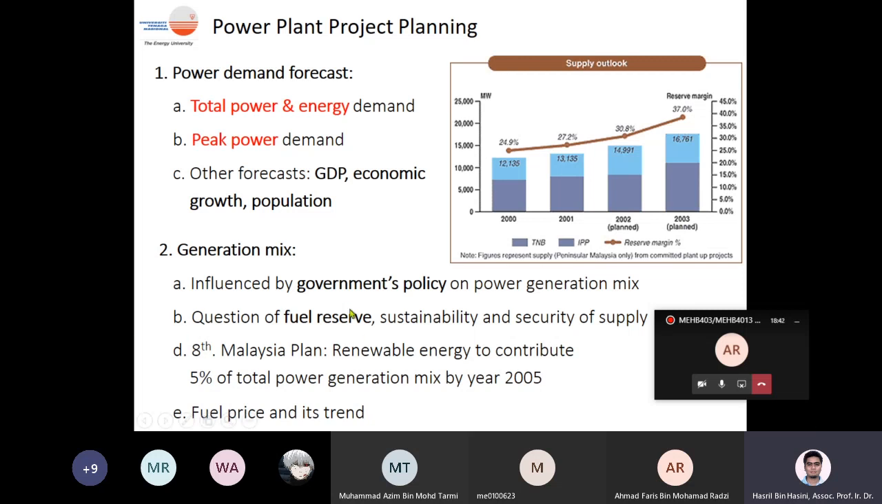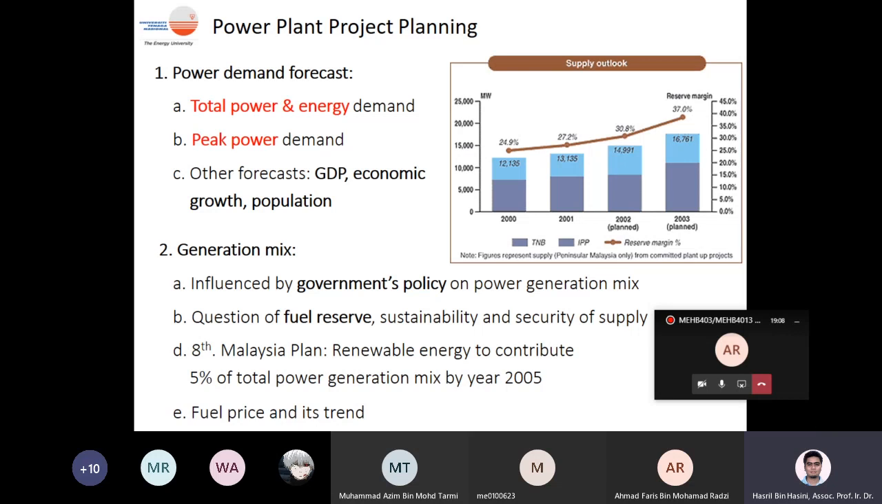Okay, the question of fuel reserve, sustainability and security of supply. We need to look at the world fuel reserve as well. For example, if we are talking about coal, you need to know how long the coal will still be available for our utilization. Similarly for other types of fuel as well.